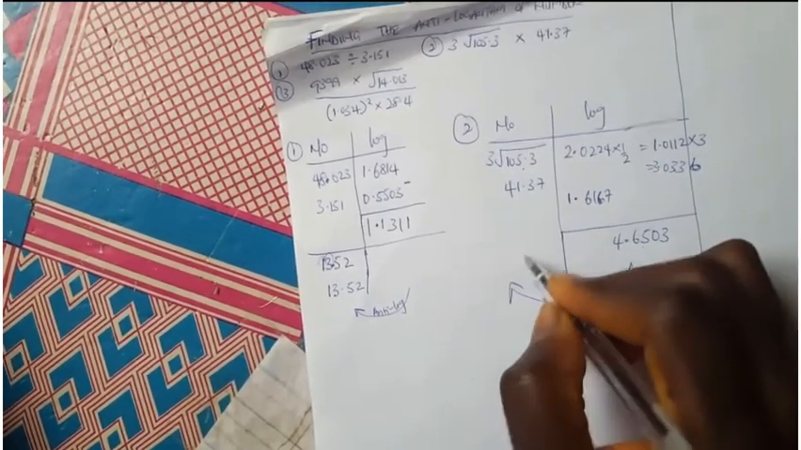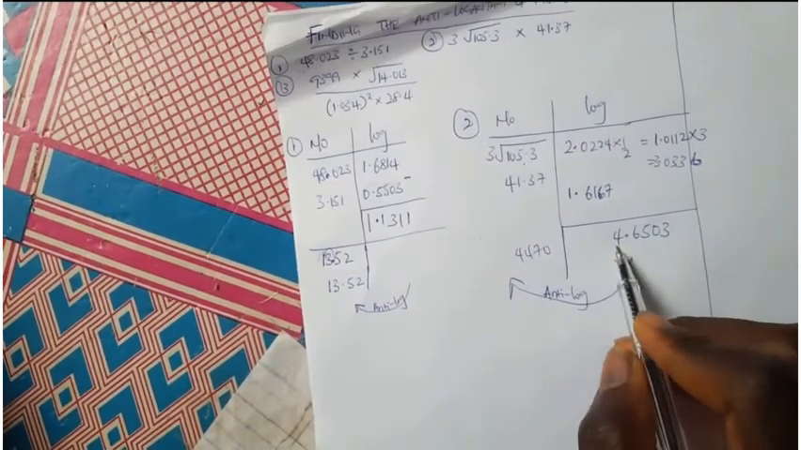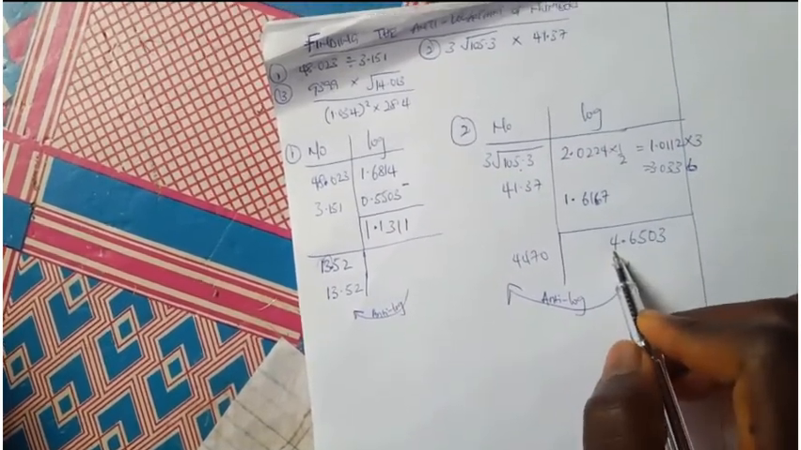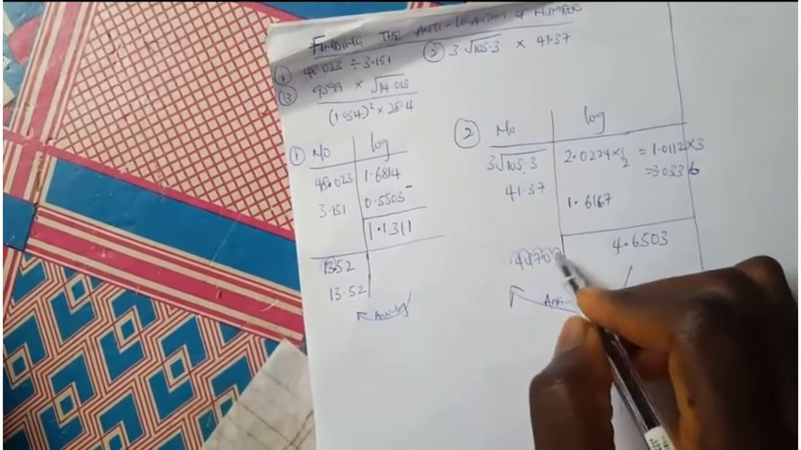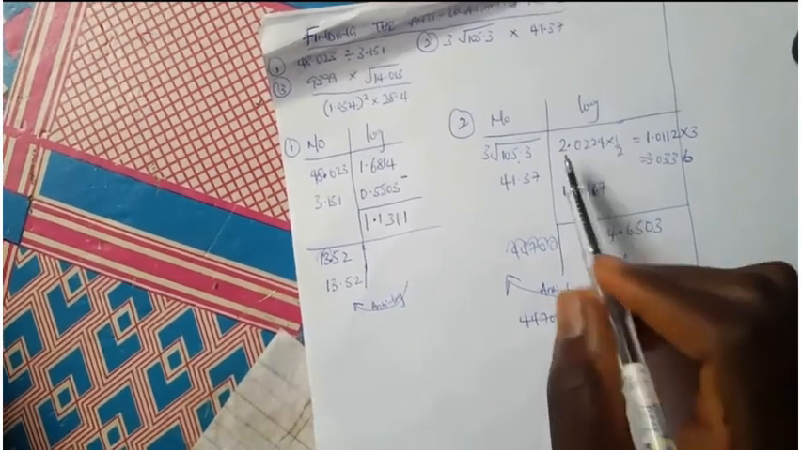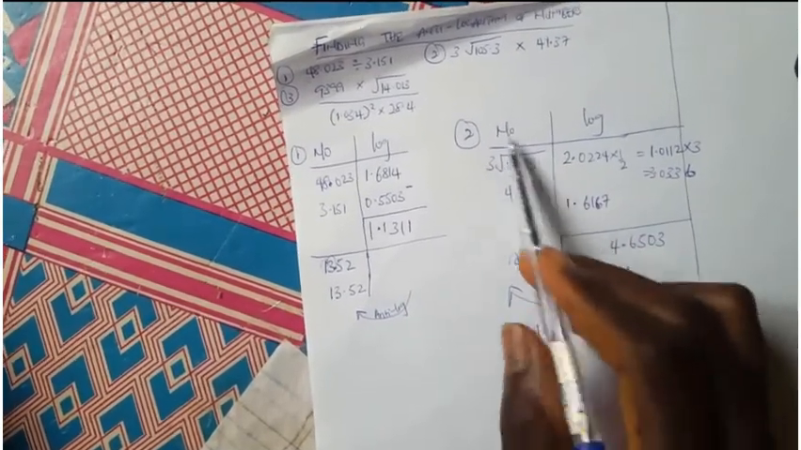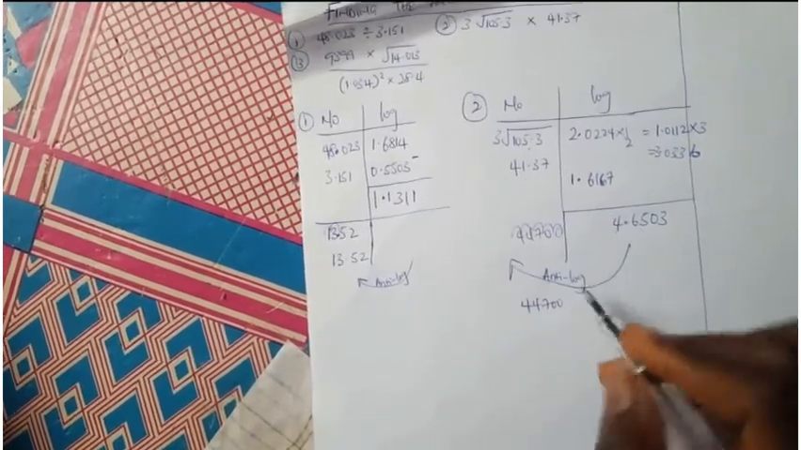Anti-log. That's 4470. Now, this means I will add 1 to this. That becomes 5. So I will count 1, 2, 3, 4, 5. So my answer is going to be 44700. It means if I find the anti-log of this, 3 square root of this times this, I'll get 44700.